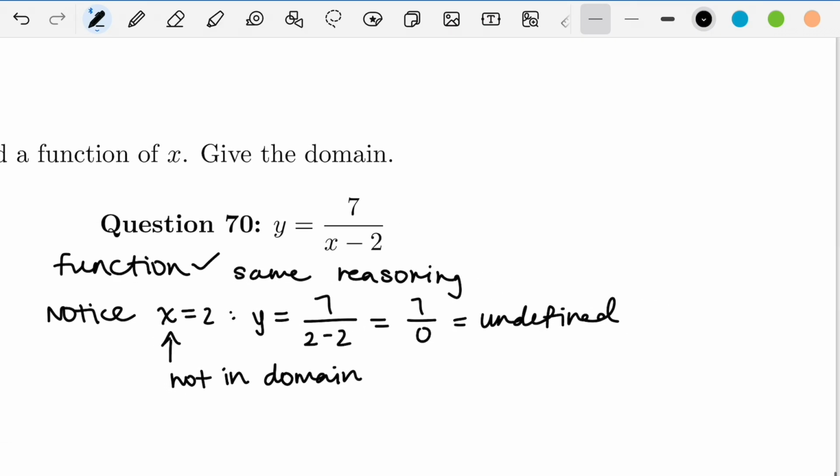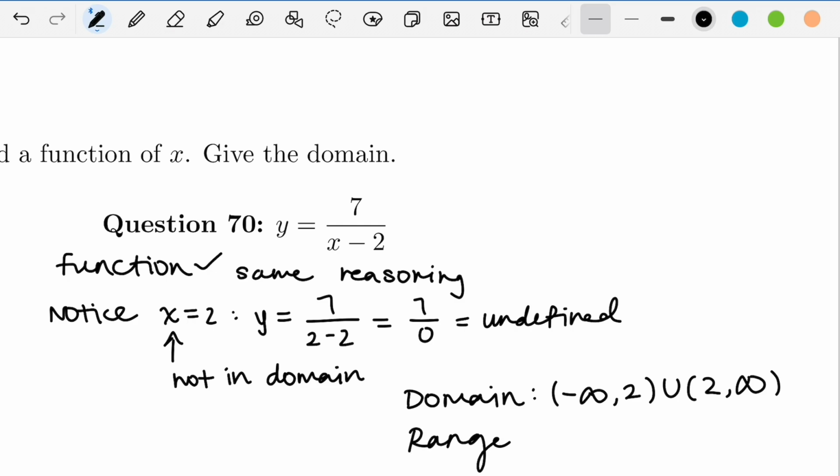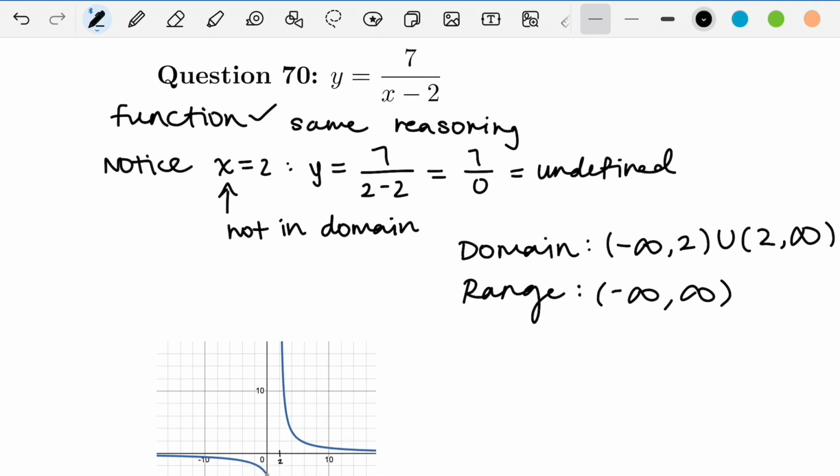So in interval notation, our domain is going to be all values excluding x is equal to 2. So from negative infinity up to 2, but not including it, and then from 2 to positive infinity, and again, not including our value 2. Then our range is going to be all real numbers, and we can justify this with our graph here.